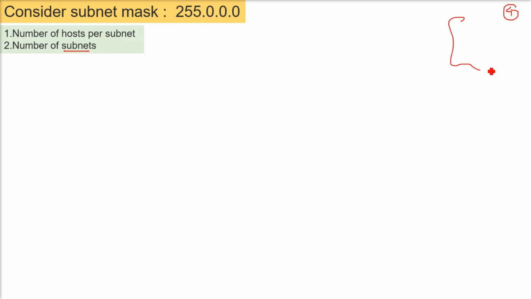Now we have different subnet masks. There are 3 to 4 questions, and here only the subnet mask will be given. For this subnet mask, we have to find out the number of hosts and the number of subnets. That is, how many network bits are there, how many host bits are there. Along with this, we also have to tell what will happen if this is class A addressing.